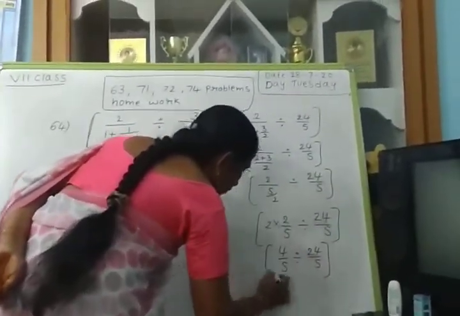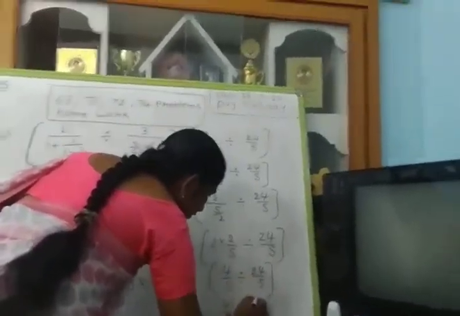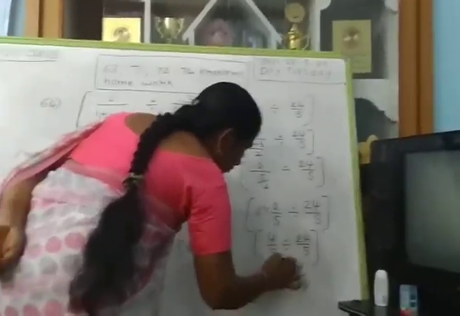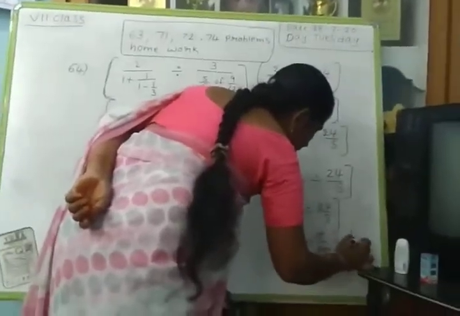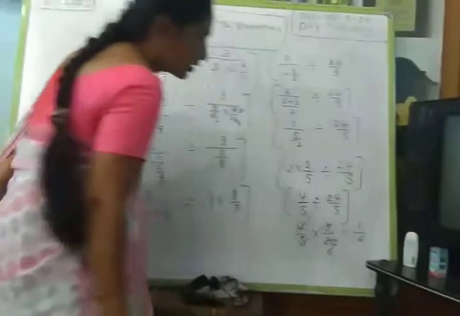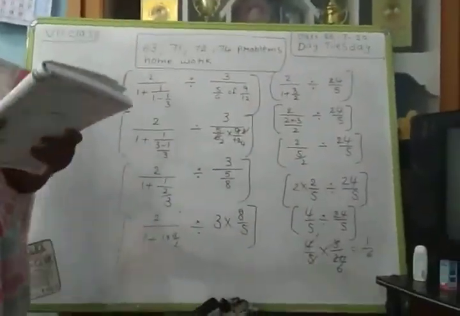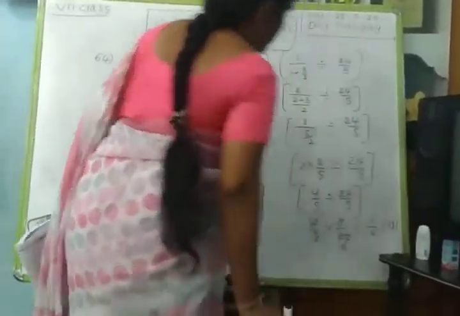So finally what we get? 4 by 5. Already we know division of fractions, we have to take reciprocal. So 5 ones are 5, 4 ones are 4, 8s are 24. Sorry, 4 6s are 24. So 1 by 6 is the answer. So what is the answer? Option D, 1 by 6.